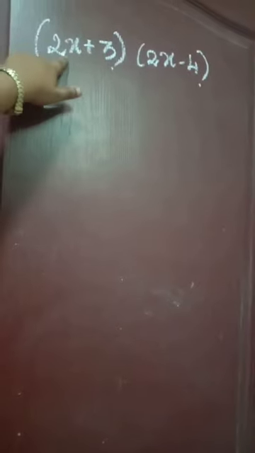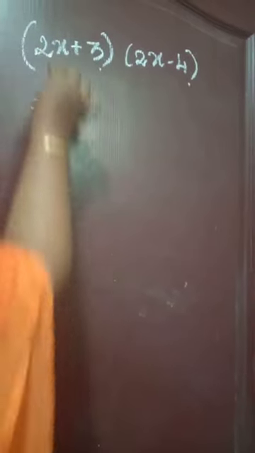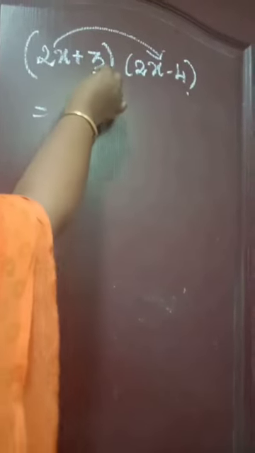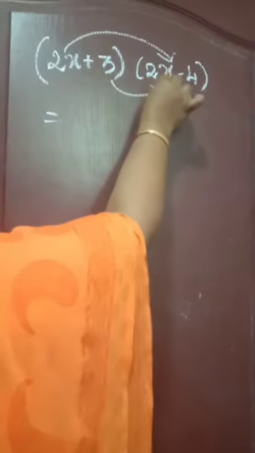So 2x plus 3 multiplied with 2x minus 4. Listen, there are 2 methods. First I tell one method, next I tell the other method. What is the first term here? Yes, 2x. So 2x multiplies with these 2 terms. Next, what is the second term? Yes, 3 is the second term. So 3 multiplies with these 2 terms. So first, I split the 2 terms and multiply with the next bracket.